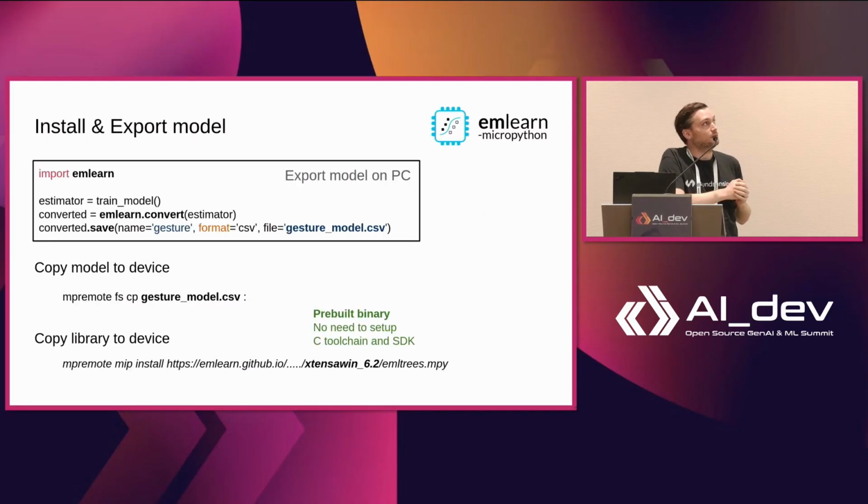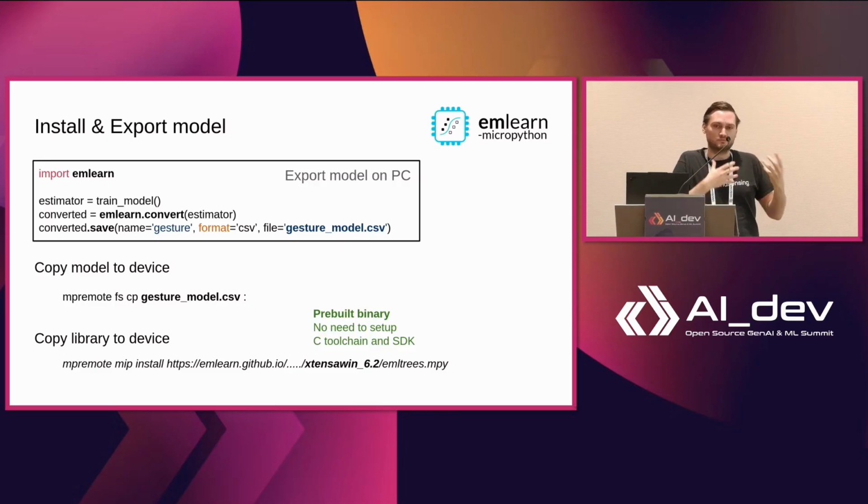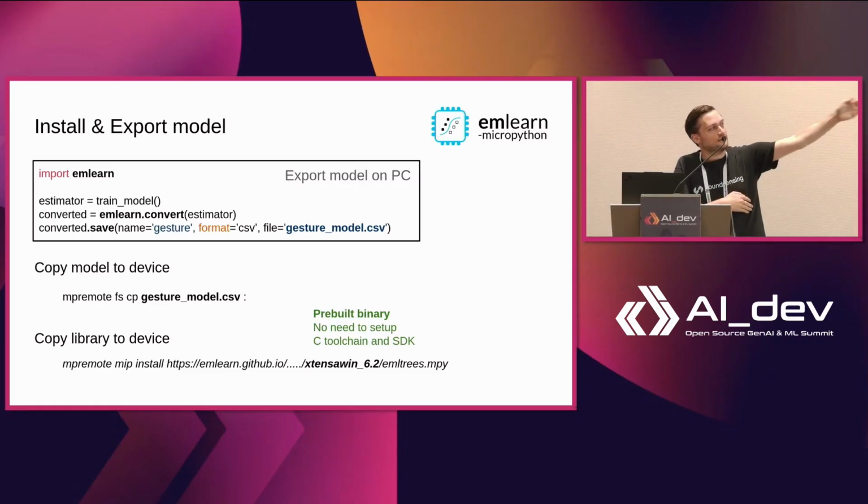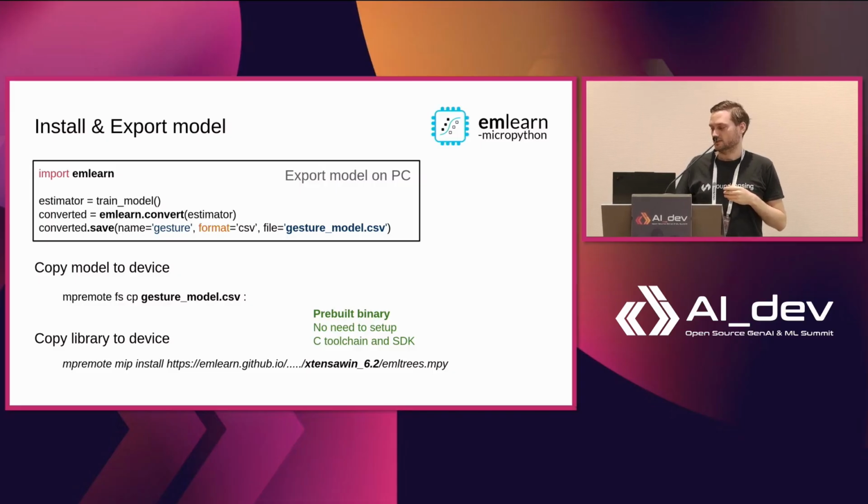So using that is conceptually very similar to C, but with a little bit more convenience to import the library. Use on the PC side looks basically the same, but we support storing to a loadable format, like CSV in the case of trees. You can then copy that file over to your device at runtime, so you don't need to reflash and things like that. It's quite convenient. And then here's how you would install the C module that enables the classifiers to run.